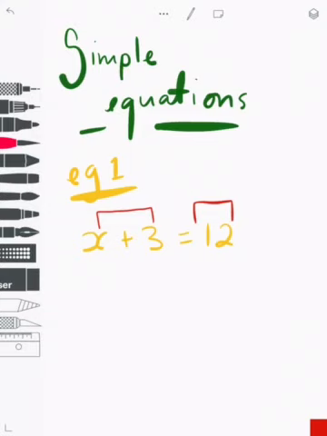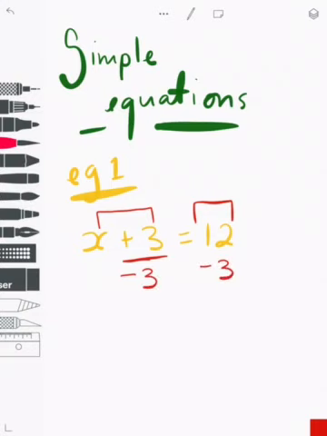On the left-hand side of the equals, we have x plus 3. And on the right-hand side, we have 12. So in order to get x by itself, I have to see what is with that x. I can see there is x plus 3, so there's a positive 3 with the x. As we know with our inverse operations, the opposite of plus is minus. So to get rid of this positive 3 here, I can do minus 3 on this side and minus 3 on this side.